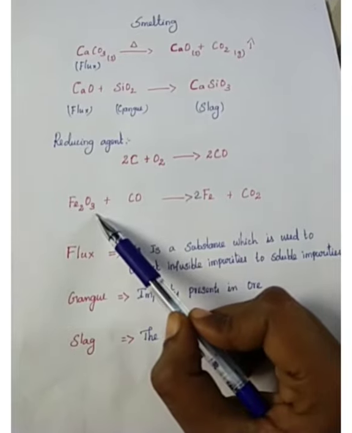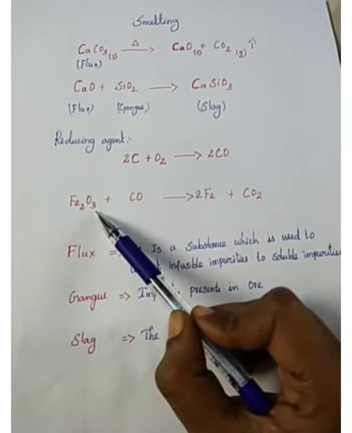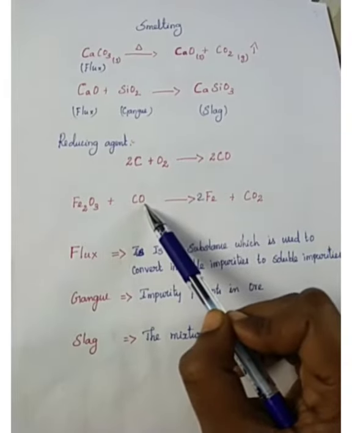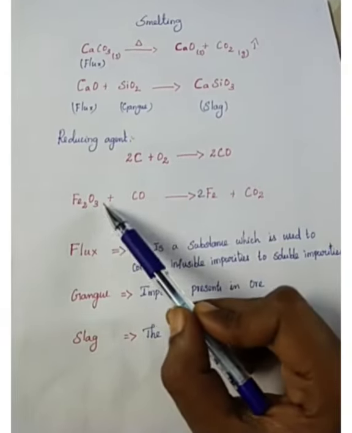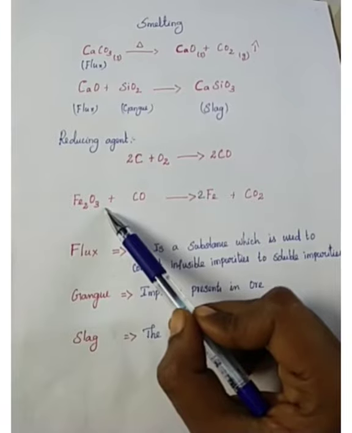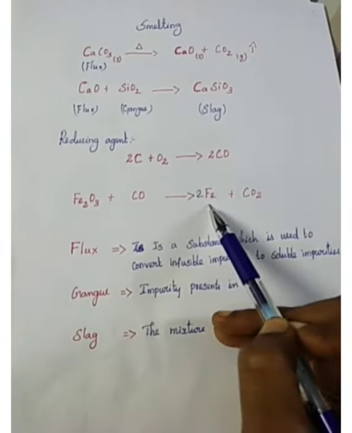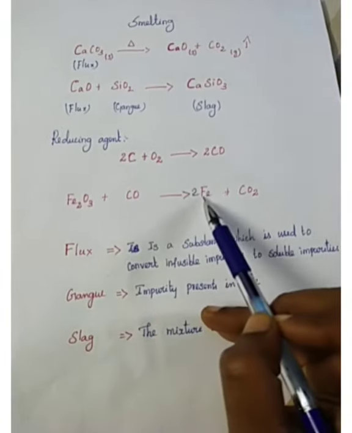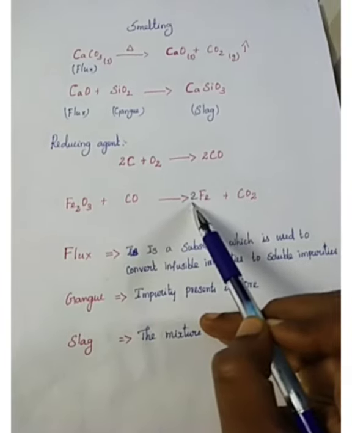After removing the impurity from the iron ore, we are going to add the reducing agent. After adding the reducing agent, Fe2O3 is going to be reduced to Fe. So here how many Fe's are there? 2. So in front of Fe we are going to put 2.